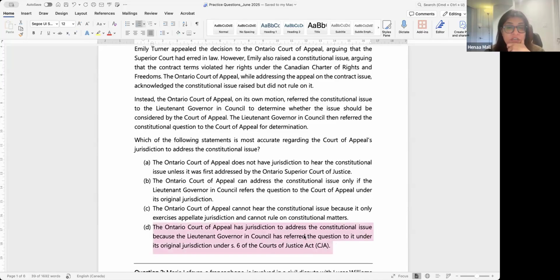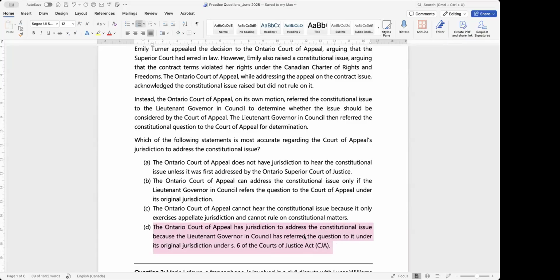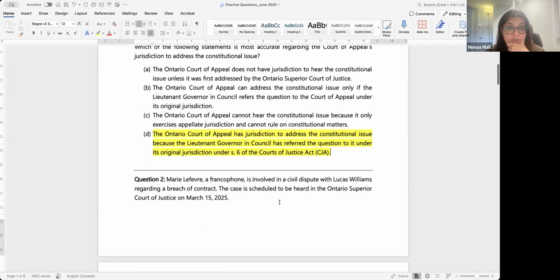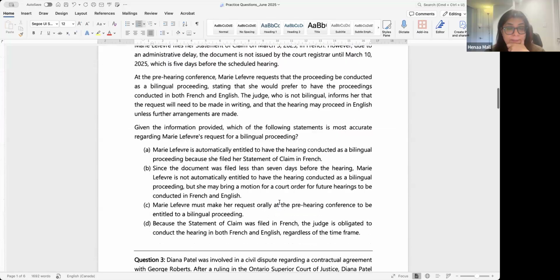Constitutional questions go to the Ontario Court of Appeal. Remember, we had done that. So D is the right answer here, because the Ontario Court of Appeal has the original jurisdiction to hear all the questions it gets from the cabinet, that is, the Lieutenant Governor in Council.